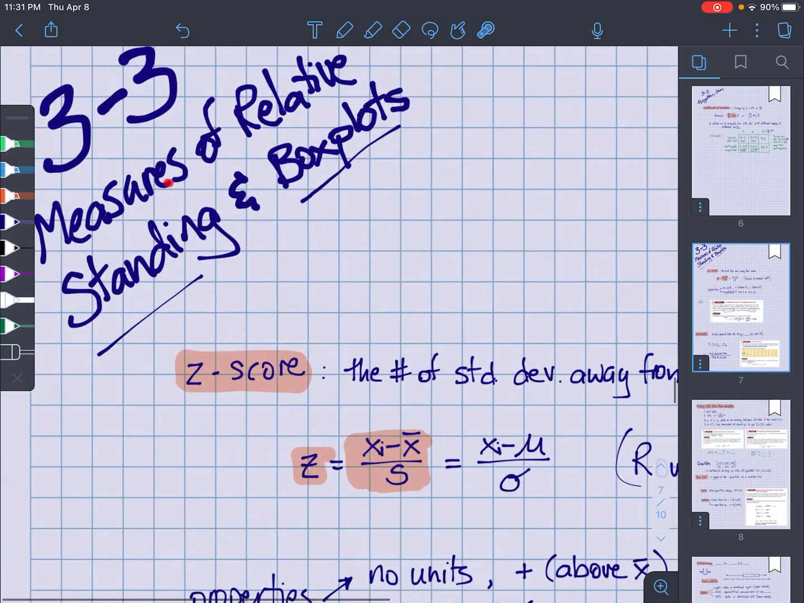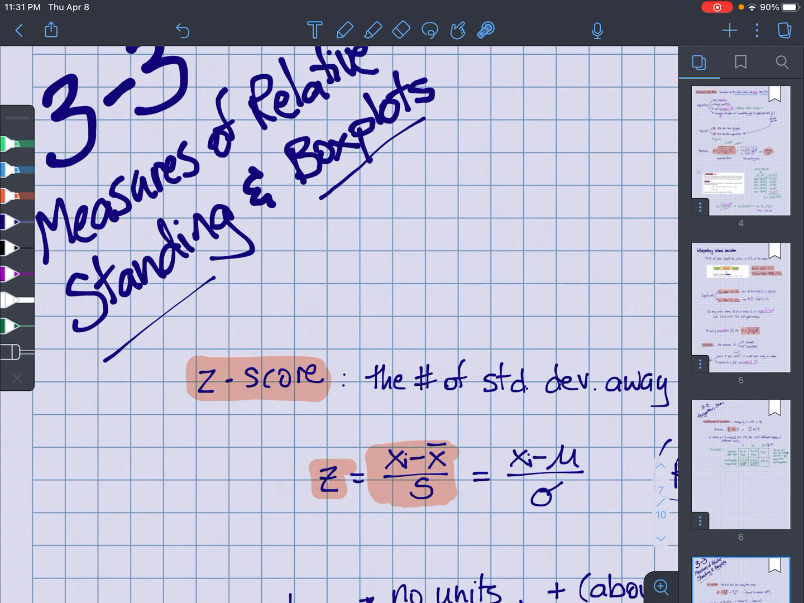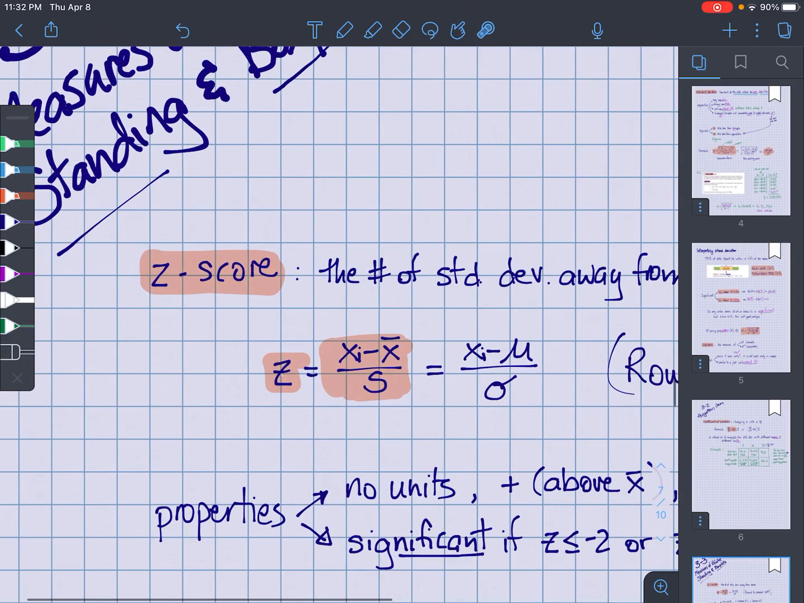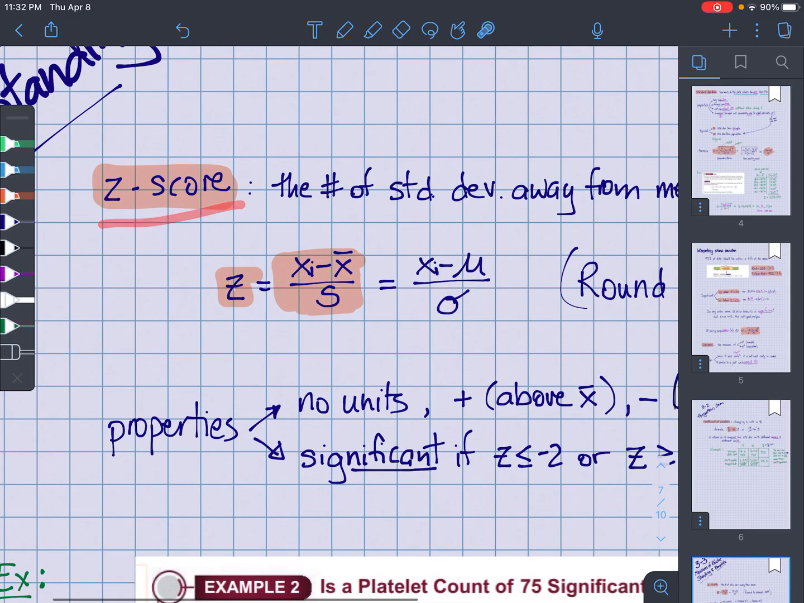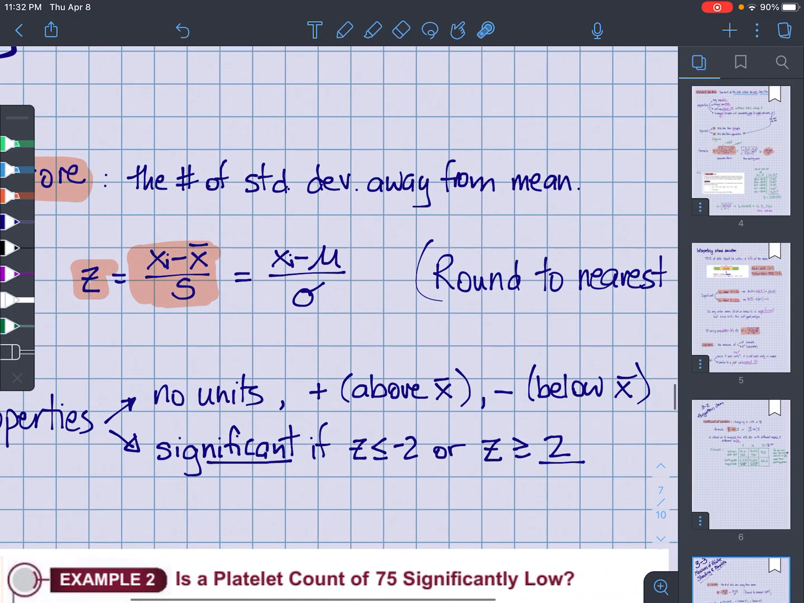Now, 3-3, here we go. Last unit, we are measuring things as they compare to their rank. And we close with a graph called a box plot. Item number 1, z-score. What is a z-score? Oh, it's so exciting. It is the number of standard deviations away from the mean. Here's the formula.